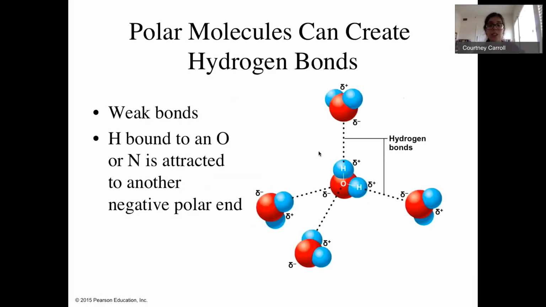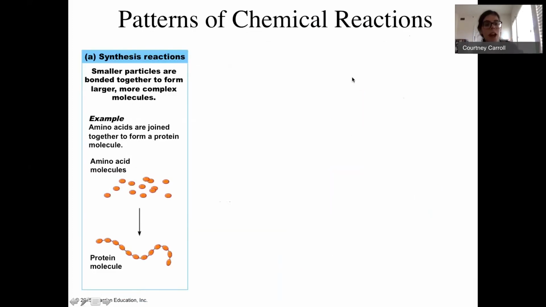Polar molecules can also do something fun. It's called hydrogen bonding. This is the weakest of the bonds that we've talked about so far. This is where we have a hydrogen that's bound to one of those oxygens and has a partial positive, and it is attracted to the partial negative on an oxygen or a nitrogen. That attraction of negative to positive, right, opposites attract, but because it's only a partial charge, it's kind of a weak bond, hydrogen bonds. Okay, finally, let's talk about chemical reactions.